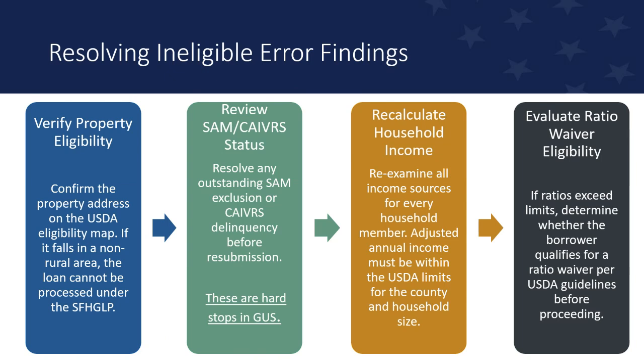Revisit the annual and the adjusted annual household income. Verify if they're eligible for any deductions or if the income will continue for the ensuing 12 months. Is the income calculated correctly? Double check ratios. Are all debts that are included valid, still open? Does the borrower have any additional income? Do they have any funds to pay off the debt?